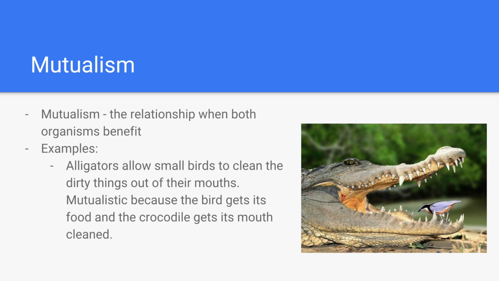Mutualism in wetlands. Mutualism is the relationship when both organisms benefit. One example in the food web would be when alligators allow small birds to clean the dirty things out of their mouths. This is a mutualistic relationship because the birds get their food while the crocodiles get their mouths cleaned.